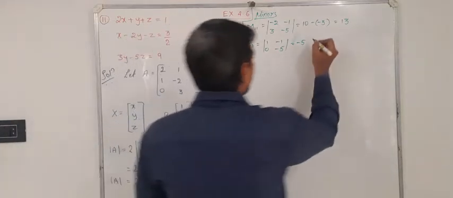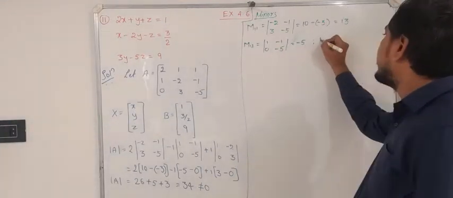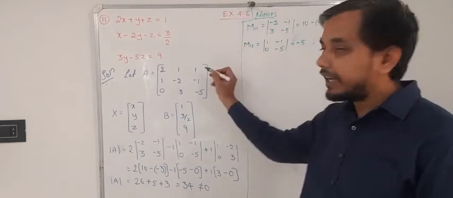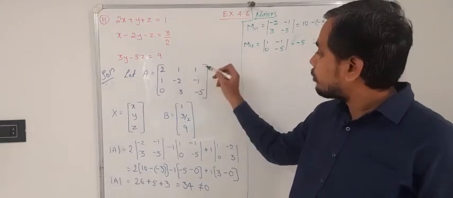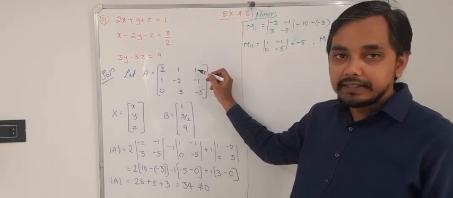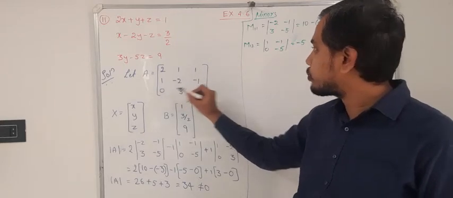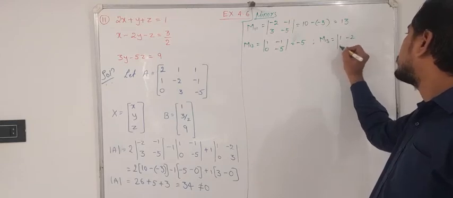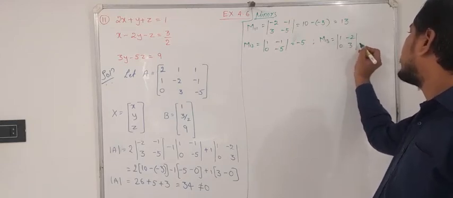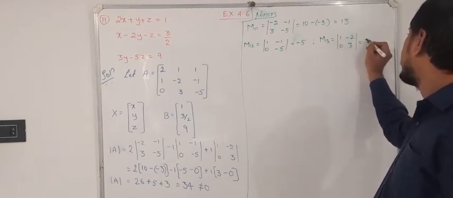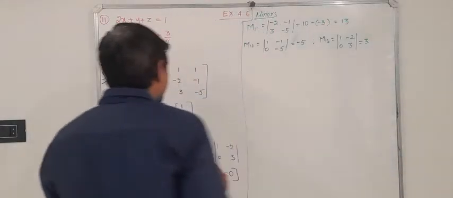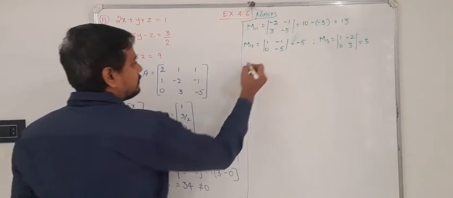Okay. Similarly, what will be M13? M13 is minor of A13. So leaving the row and column containing A13, what are the elements left? 1 minus 2, 0, 3. So 1 into 3 is 3 minus 0 is 3 itself. This is M13. Okay.